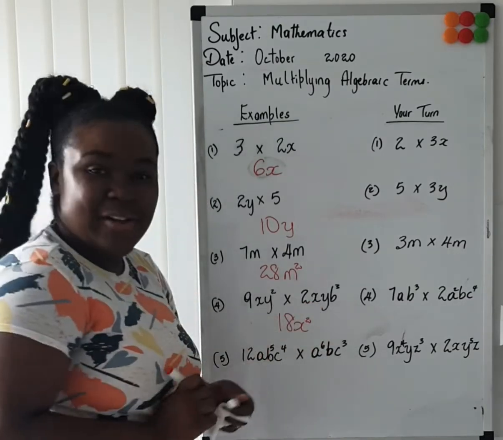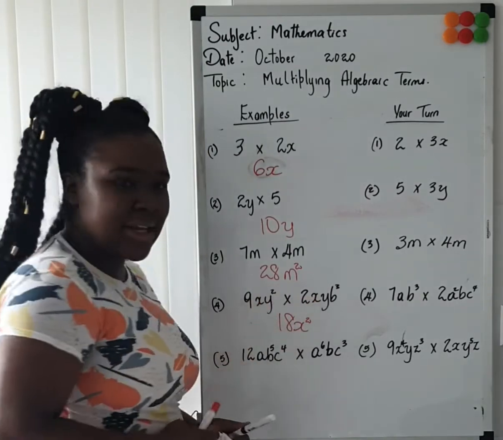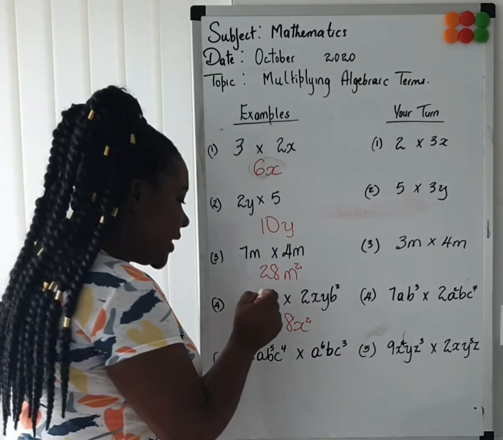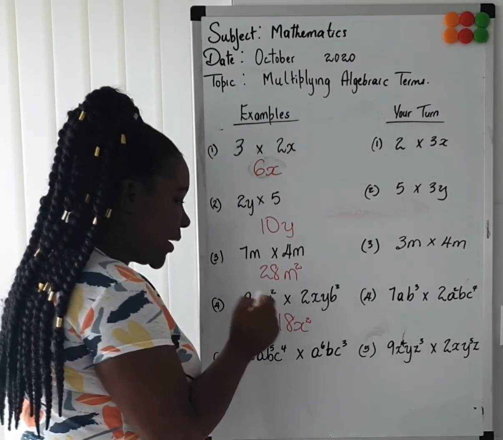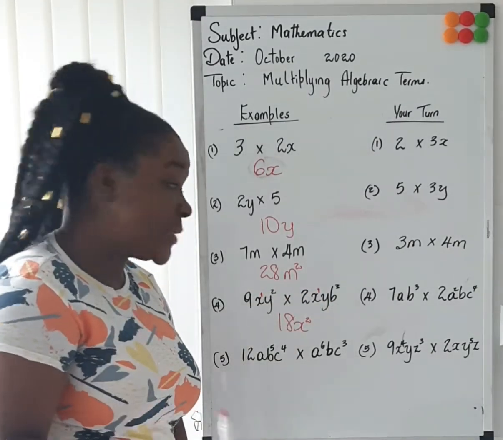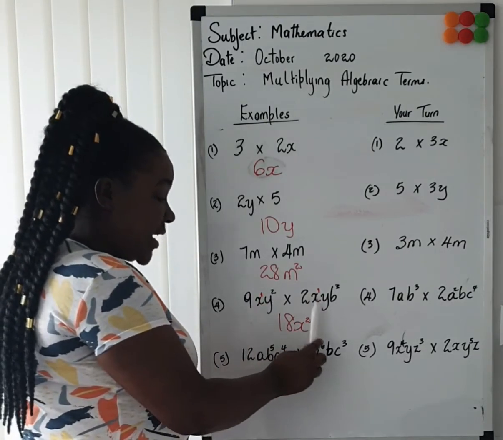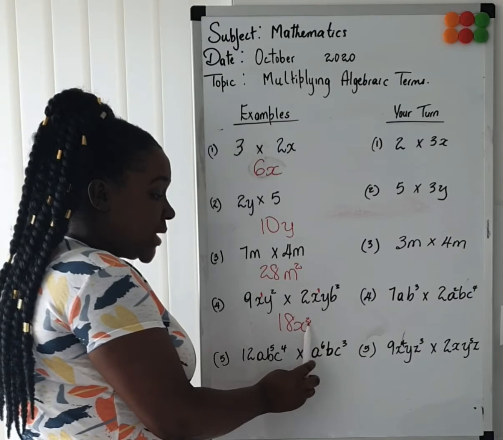X times x, in other words, what we're actually doing is adding the powers. The power here is 1, and the power there is 1. If you don't see the power for the variable, the power is always 1. So we have 1x here and another x there. We add the powers, and we get 2.